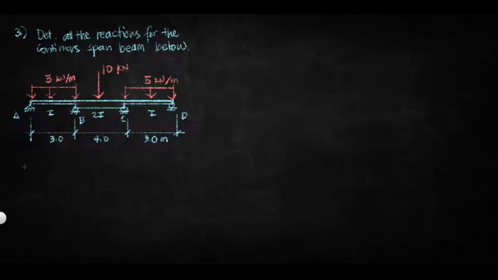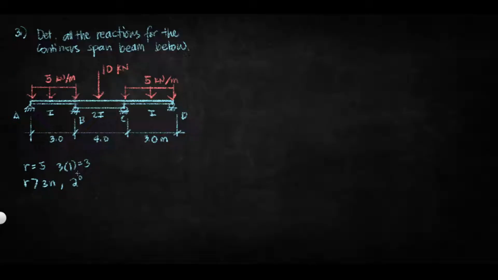So first, we need to determine how many reactions we have. We have 5 reactions and only one member. So R is greater than 3. This is an indeterminate structure having a degree of how many degrees? 5 minus 3, 2 degrees. So we're going to be needing 2 equations here. So how are we going to do that?